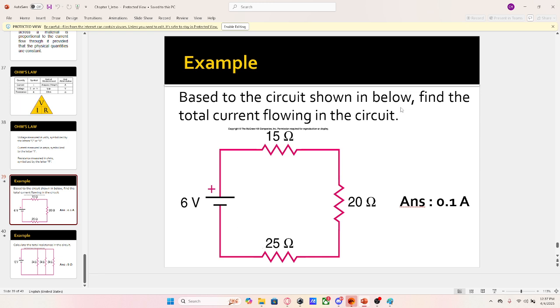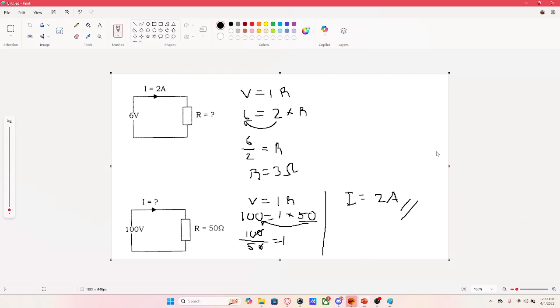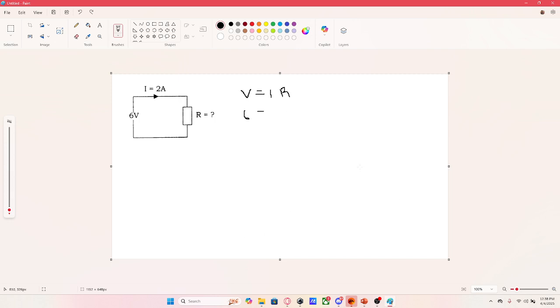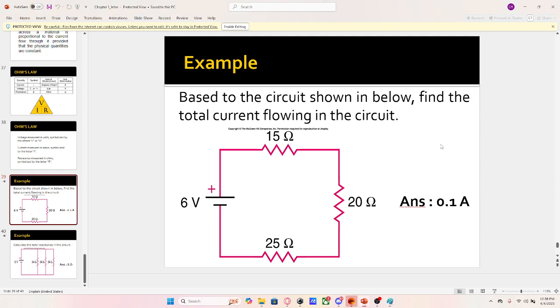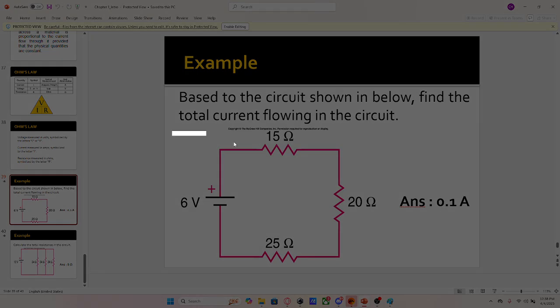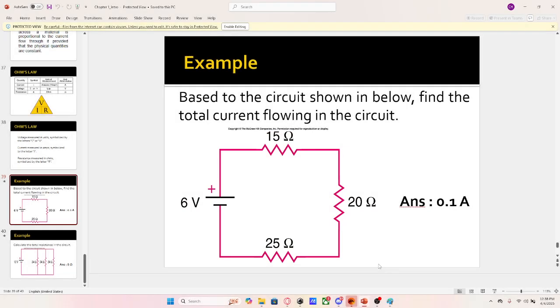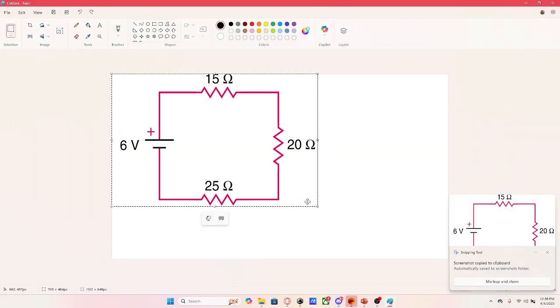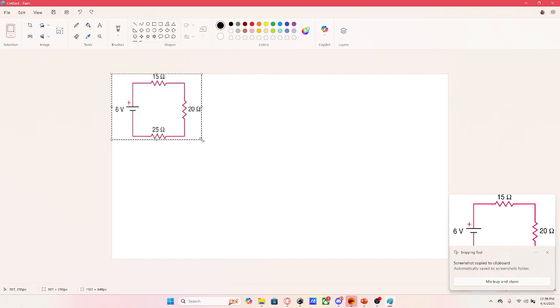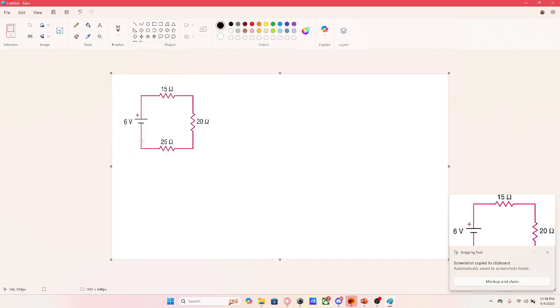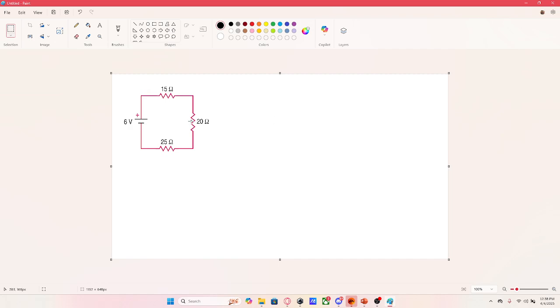Based on the circuit shown below, find the total current flowing in the circuit. All right. With that example, let me remove all this if I can. Here it shows the circuit. Let me reduce the size a bit, where we have 6 volts, 15 ohms, 20 ohms, and 25 ohms.